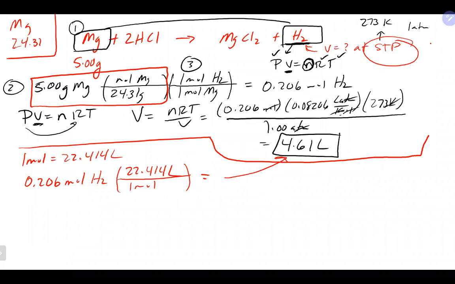So this is a place where you could use that little conversion that we saw. Once again, we could use it because we are at STP, so that's in play. Once again, you cannot use it if it is not STP. But if you cannot remember, just like we did above, you could have used the ideal gas law. Yes.